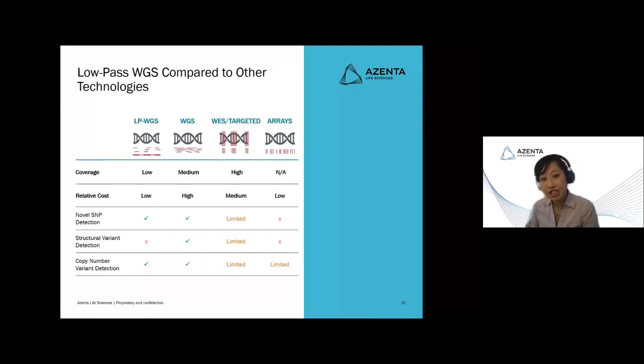Structural variant detection, on the other hand, does rely on good coverage across the entire genome. So low-pass coverage is not ideal for that type of detailed analysis. Though in recent months, some studies have used low-pass whole genome sequencing as a screen to filter out specific samples for that deeper testing. And copy number variant detection is still possible with the shallow read depth that low-pass provides.